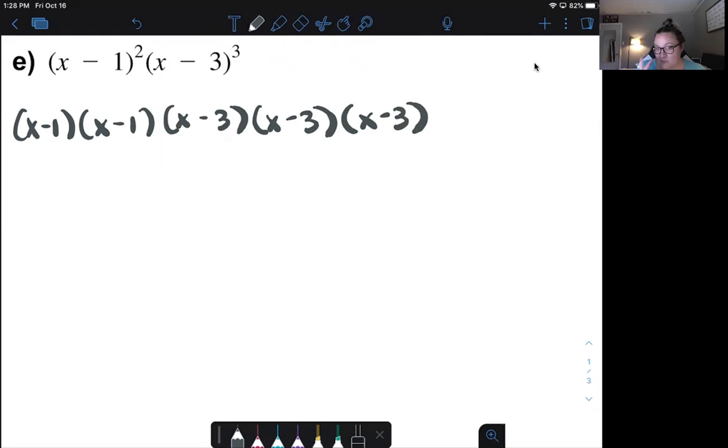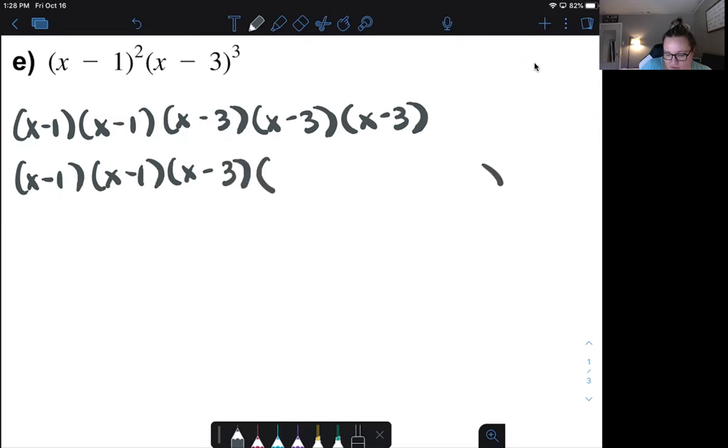So what we're going to do is multiply the first two by each other and put that in parentheses. Actually, you know what? Let's multiply the last two by each other and we'll work our way to the left. And with multiplication, you can go in whatever order you want. So we're going to leave x minus 1 times x minus 1 times x minus 3 alone, and we're going to multiply x minus 3 times x minus 3.